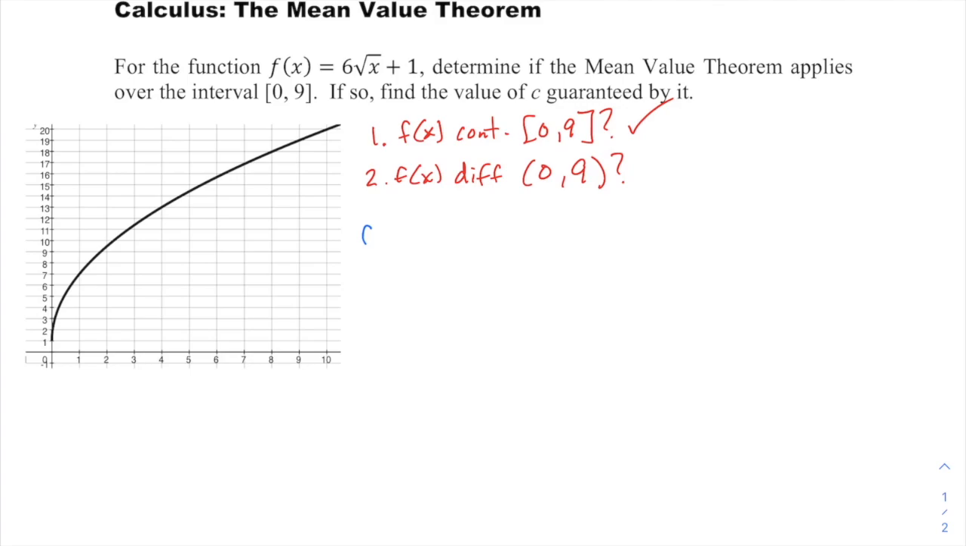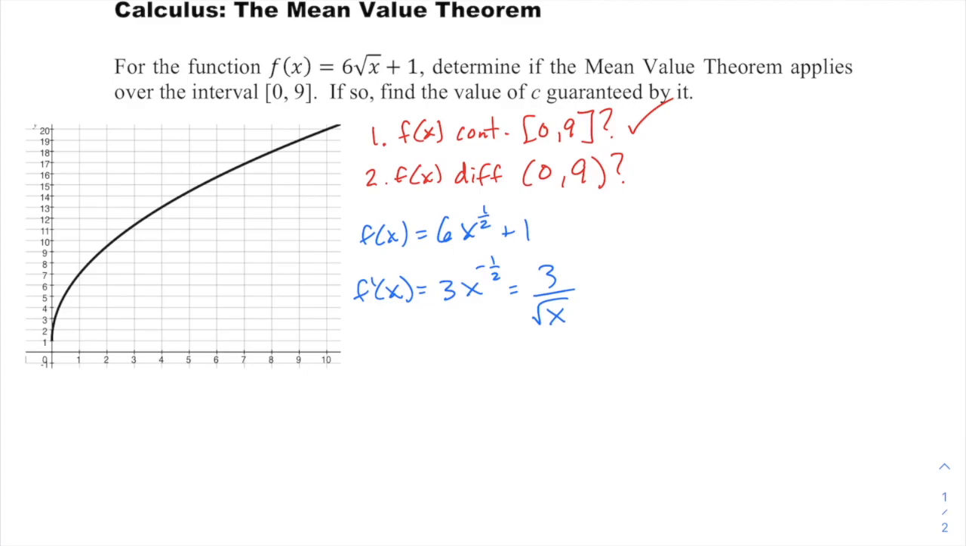So if f of x is 6 root x, or 6x to the 1/2 plus 1, then its derivative would be 1/2 times 6 is 3x to the negative 1/2, and that will be 3 over root x. And you'll notice that f prime is defined as long as x is greater than 0.